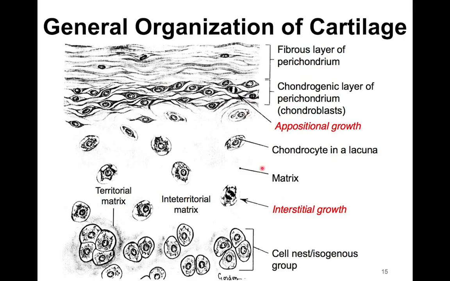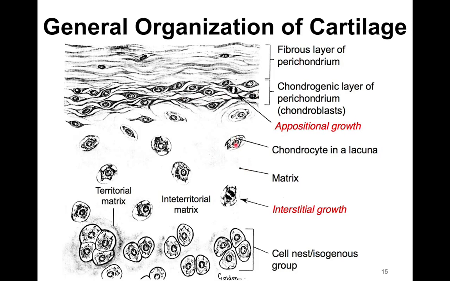And when you see the main cartilage matrix, there are chondrocytes which are found in lacunae. Chondrocytes are found in a space or in a depression which is known as lacunae. And these chondrocytes also undergo cell division, and they give rise to new chondrocytes. And they also produce matrix. And these two processes also result in another type of growth, which is known as interstitial growth. So interstitial growth happens at the cartilage matrix, but appositional growth happens at the chondrogenic layer of perichondrium.